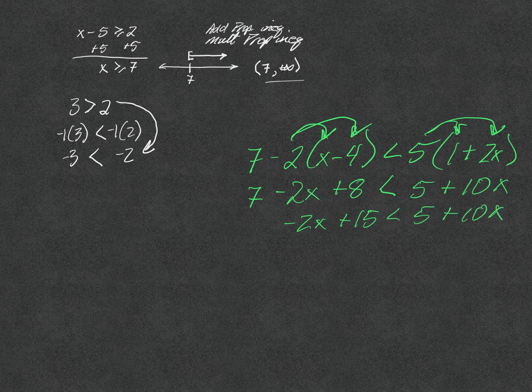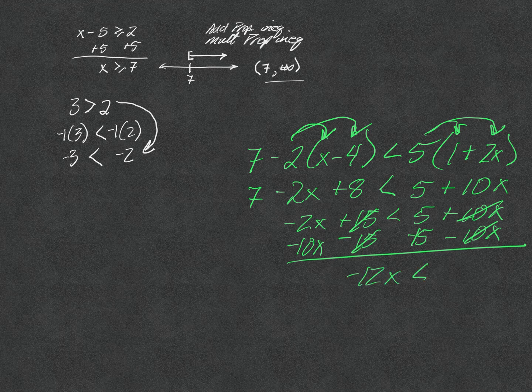And now I use the addition property of equality. I add negative 15 to both sides. That'll get rid of the 15 over here, make it 0. And then I subtract 10x from both sides. And that makes that 0 there. And I end up with negative 12x is less than negative 10. So I need to solve that.